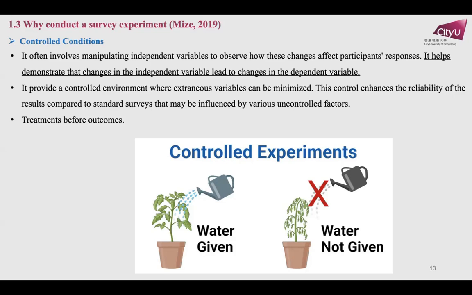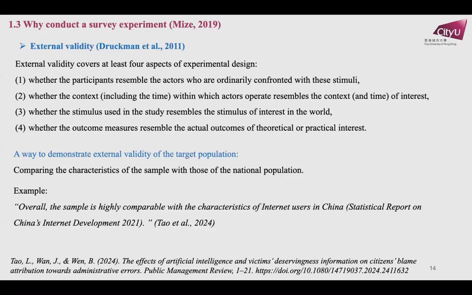And second, it can provide a controlled environment where external variables can be minimized. This control enhances the reliability of the results compared to standard surveys that may be influenced by other ignored or omitted variables. And the third one is that in a survey experiment, the respondents will receive the treatment first, and then we will measure the outcomes. So all these controlled conditions can help us to build a strong internal validity.